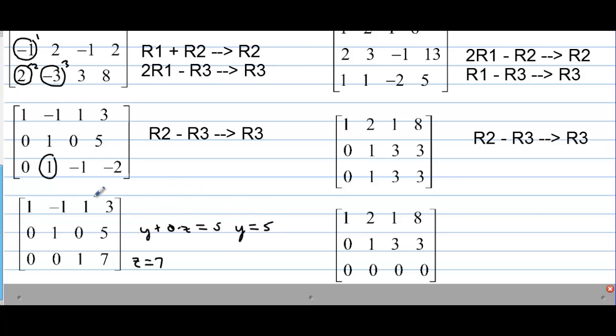And then when we go up to the top, we have x minus, let's see, that's going to be y. So minus 1 times y. And then plus z times 1 times z, which is 7. And that's equal to 3. So we have x plus 2 equals 3. So x equals 1. So now we have 1, 5, 7.